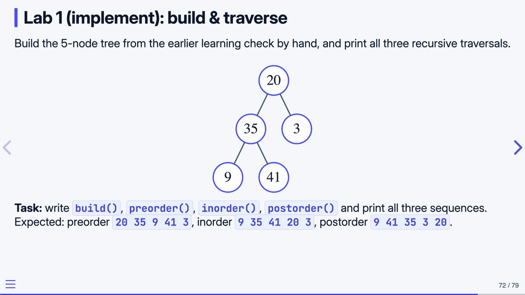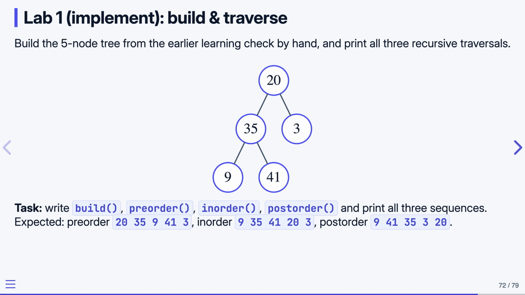It is the same 5-node tree from the earlier check. This is the tree. 20 is the root. Its left child is 35 and its right child is 3. 35 has 2 children of its own, 9 on the left and 41 on the right. Your task is to write build, pre-order, in order, and post-order, then print all 3 sequences.